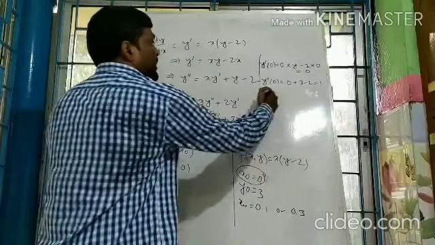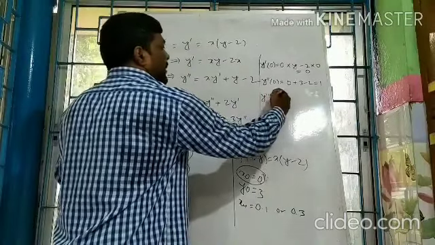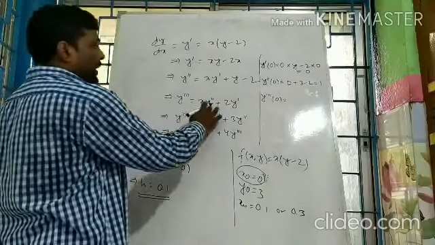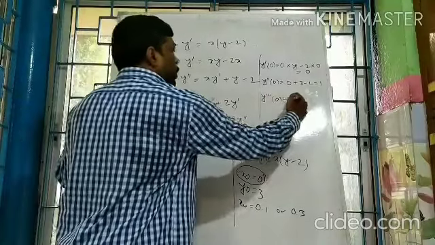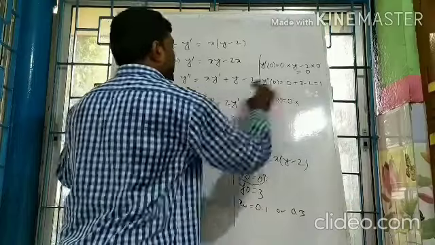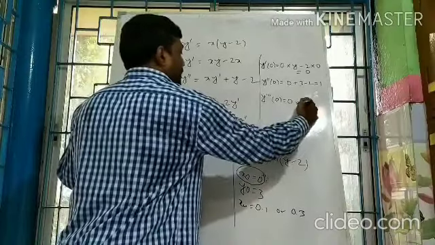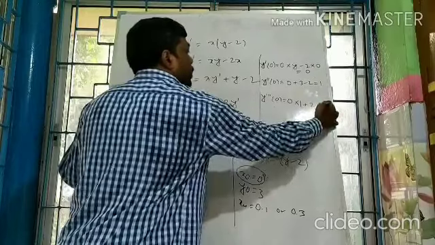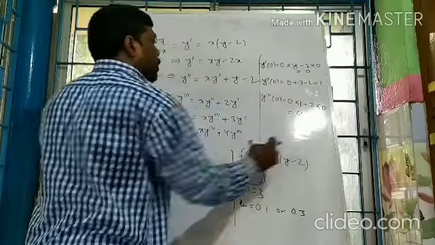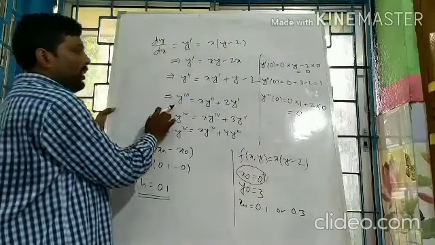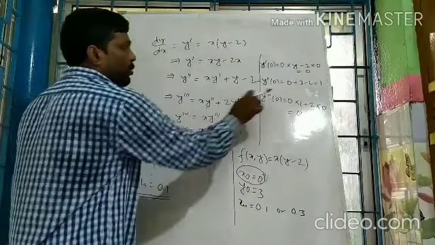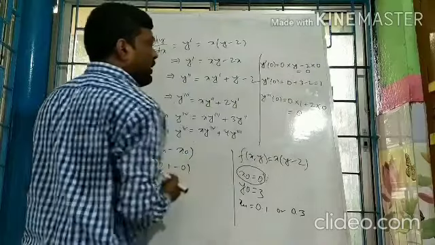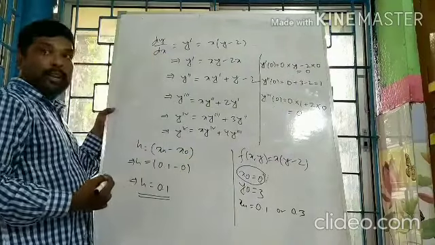y'''(0) is x y''(0), where x is 0, y''(0) is 1, plus 2 into y'(0). y'(0) is 0. So it is 0. y'''(0) is 0 into y''(0), where y''(0) is 1, plus 2 into y'(0), which is 0. So it is 0. Okay.